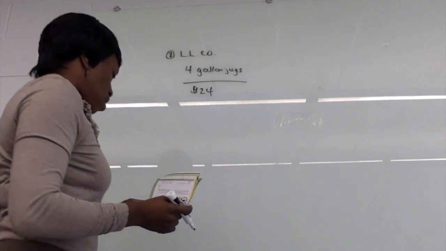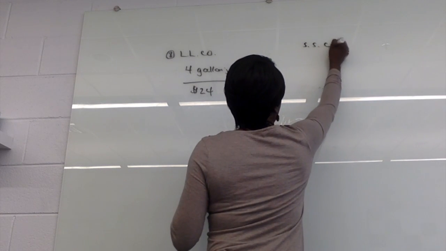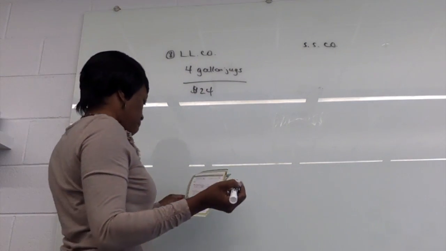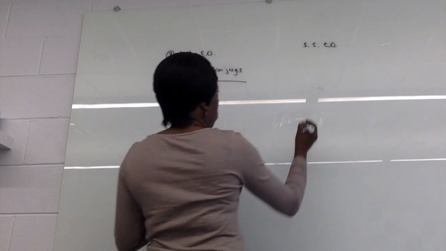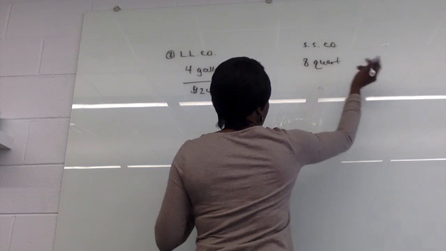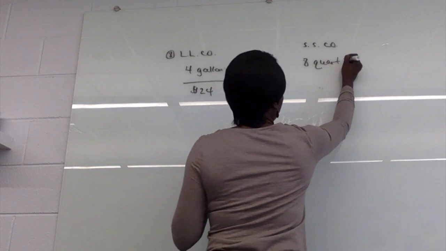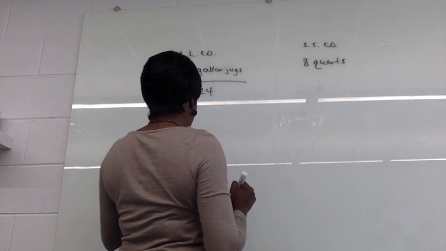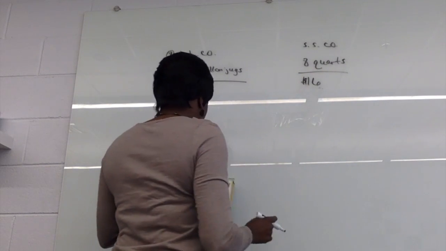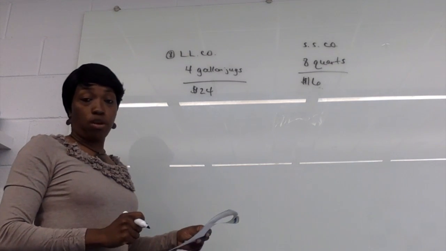And then we have the Sweet and Sour Company. So I'm going to come over here and do S, Sweet and Sour Company. Now, the Sweet and Sour Company sells an 8-pack of 1-quart bottles. So that's the same thing as saying 8-quart bottles, okay? There are 8 of them in that pack. So that's 8 quarts. And they're selling theirs for $16. Okay? Now, what we're supposed to do with this problem is find out which company has a higher unit price.